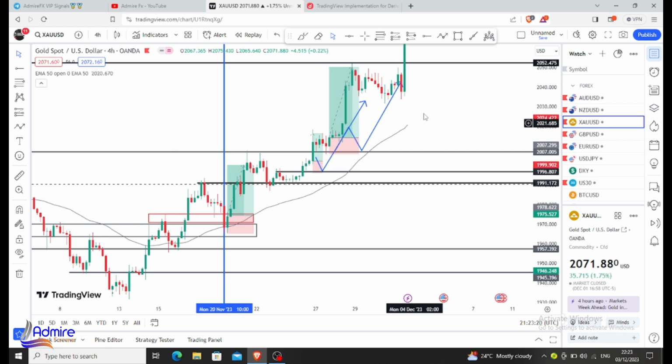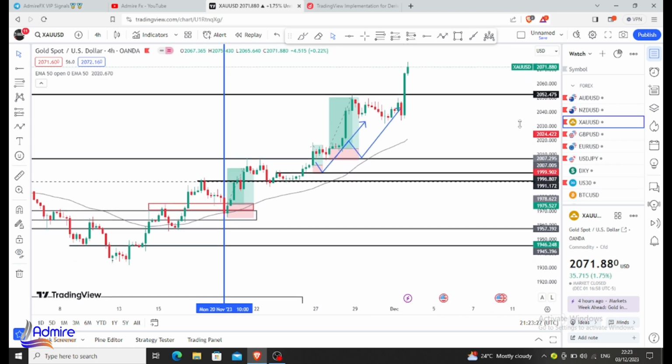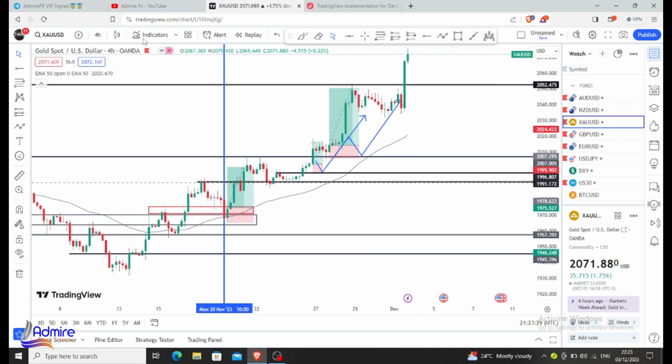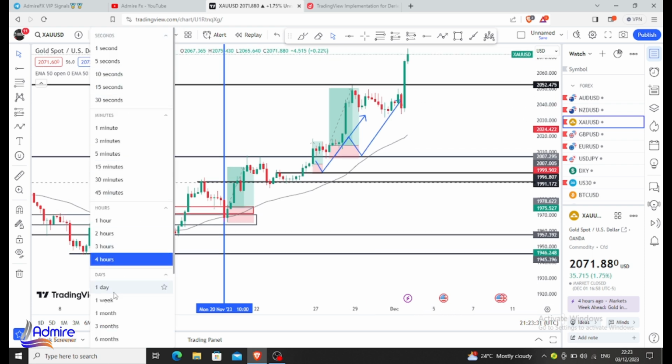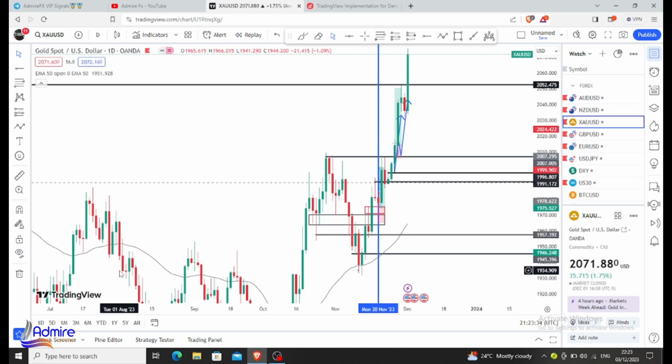So when we saw this break and the retest there, we pushed gold to the upside, targeting our 2052 area all the way to the upside. Okay, so gold is very, very bullish. So where can we make our best possible entries on gold as we speak?